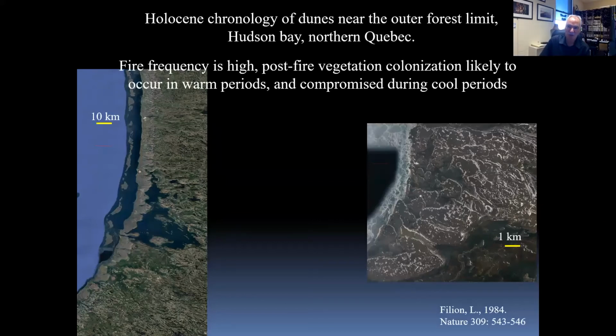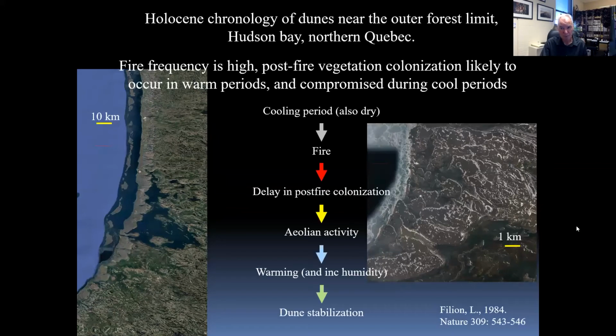Post-fire vegetation colonization is likely to occur in warm periods, but it's actually compromised during cool periods because those periods are also drier. So she argued that you go through this cooling period, which is also dry. You have a fire, you have a delay in post-fire colonization because of the dryness and a lack of humidity. That creates aeolian activity and a new Dunefield phase. And then when it starts to warm with increasing humidity, you go towards a dune stabilization phase.